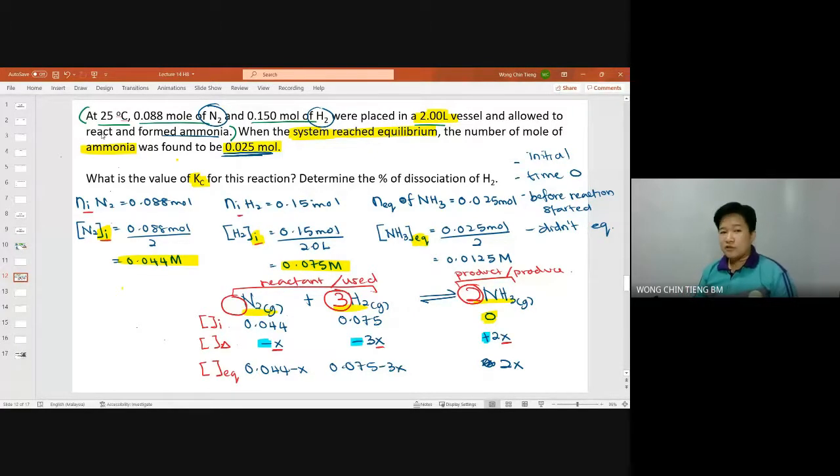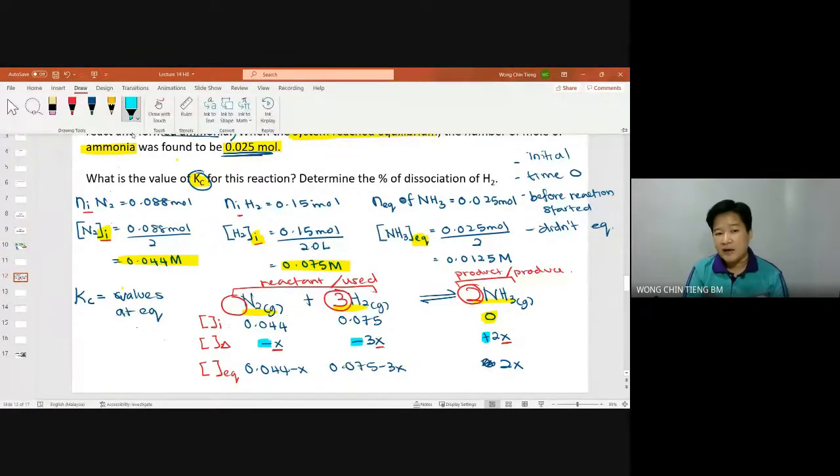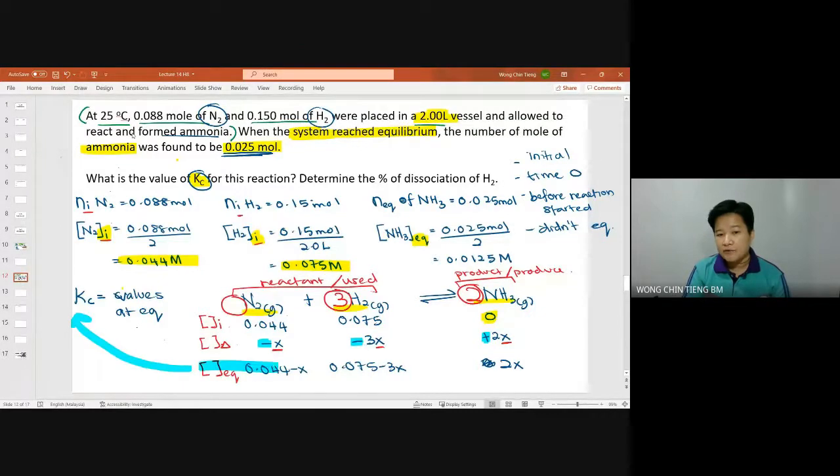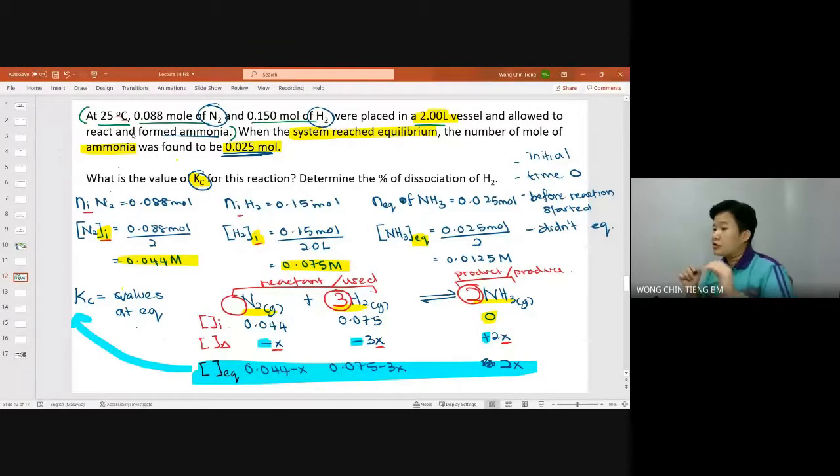No. So the next question is asking for Kc. If the question is asking for Kc, knowing that the formula of Kc, benda yang nak masuk dalam Kc mesti adalah values at equilibrium. Bermakna value yang kita nak bawa masuk Kc adalah value yang duduk kat sini. Agree? So you need to solve the x. Therefore, how do I solve the x? Afiq? How can Afiq solve the x?